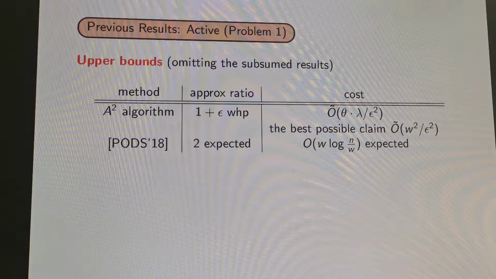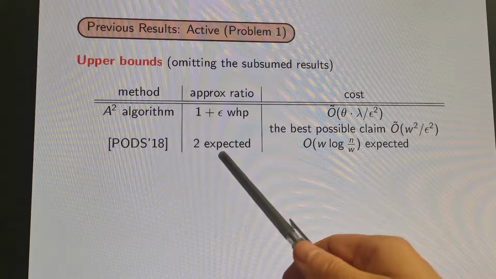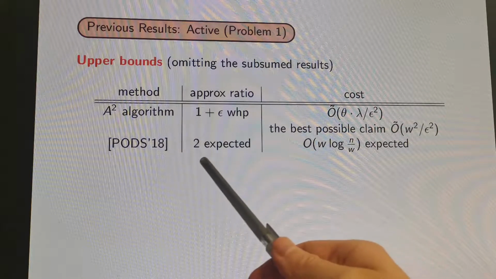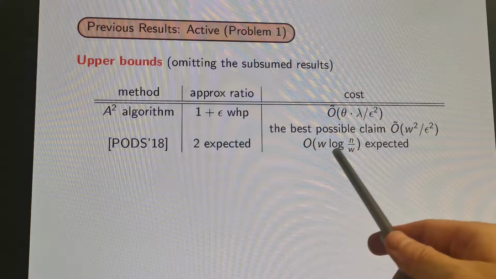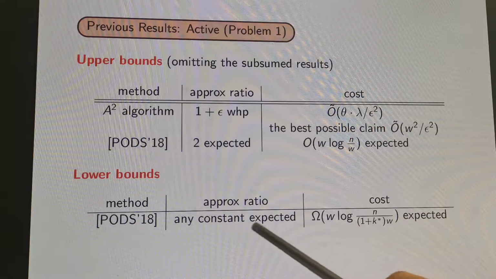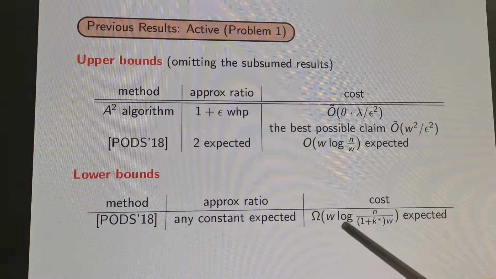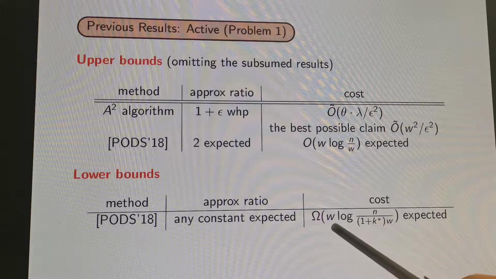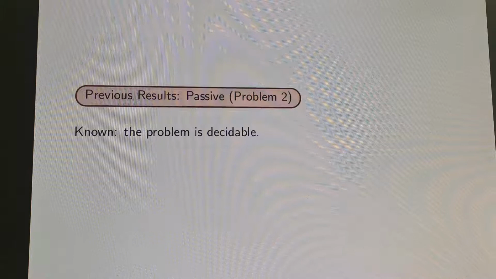Well, in PODS 18, four years ago, there was a paper proposing a very simple algorithm. The algorithm is able to achieve an approximation ratio of 2 in expectation, and the cost is essentially just W. The same paper also provides a lower bound. It shows that for any constant approximation ratio, you have to probe at least this much, which is roughly W.